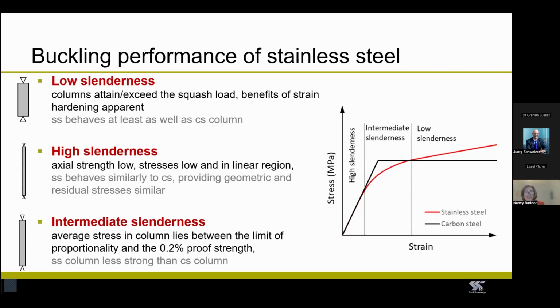But for columns of intermediate slenderness, the resistance is also governed by global buckling. But in this case, the compressive stresses in the column will be between the limit of proportionality and the yield strength. And if you have a look at the figure, you can see this is the region where the detrimental effect of the non-linearity is more pronounced. So for this range of slenderness, a stainless column can be expected to be less strong than a carbon steel column.